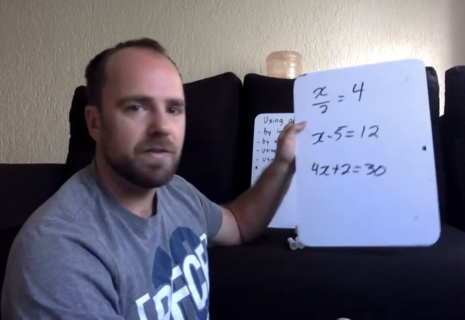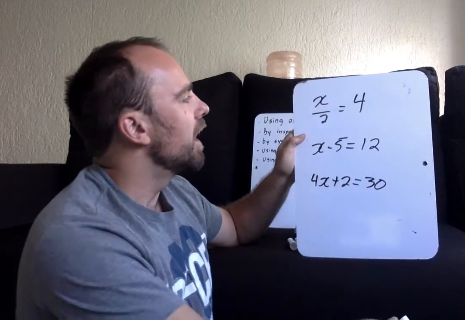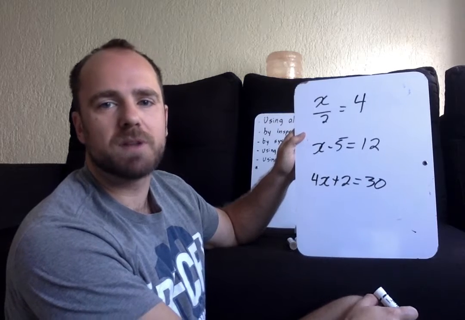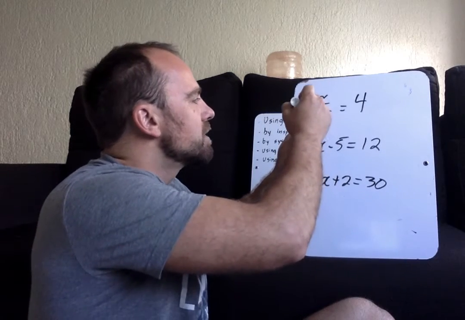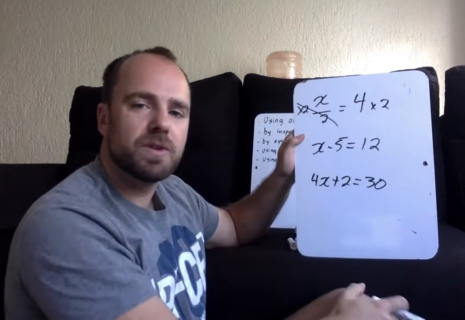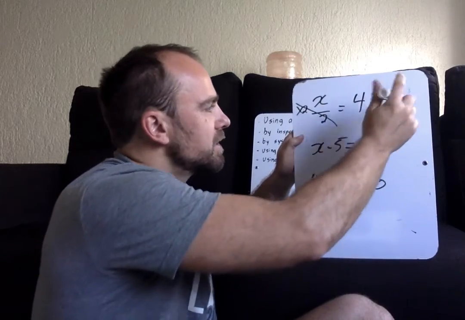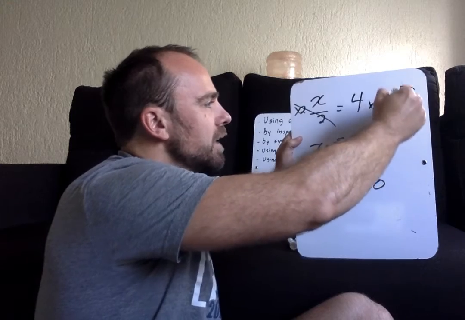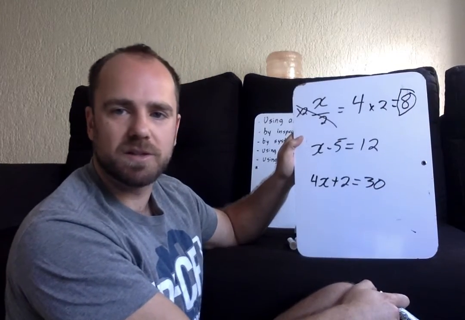All right? So in this situation, we have x divided by 2. So the opposite operation of divided by 2 is going to be times 2. So I'm going to go times 2, times 2. 2 over 2 gives me x. And then this gives me 8. So 8 happens to be my answer in that situation.